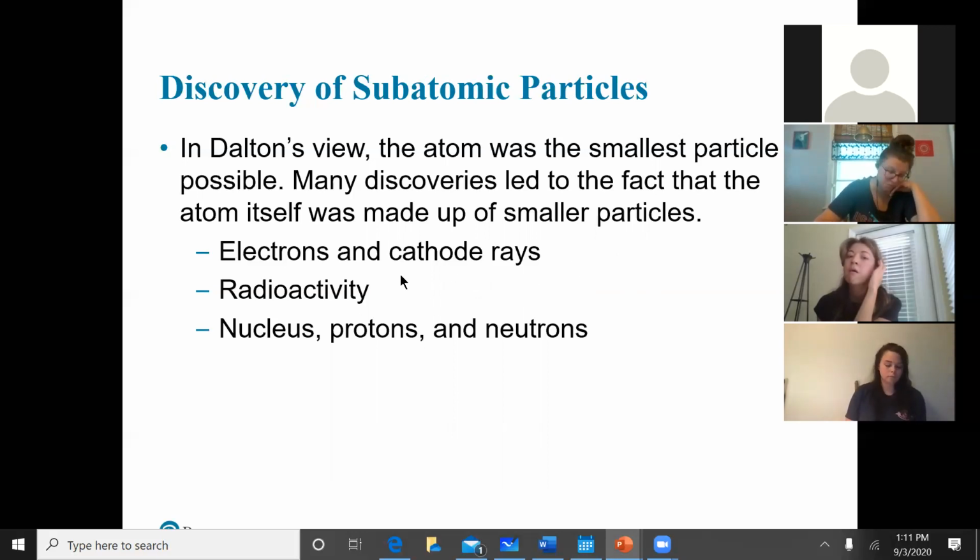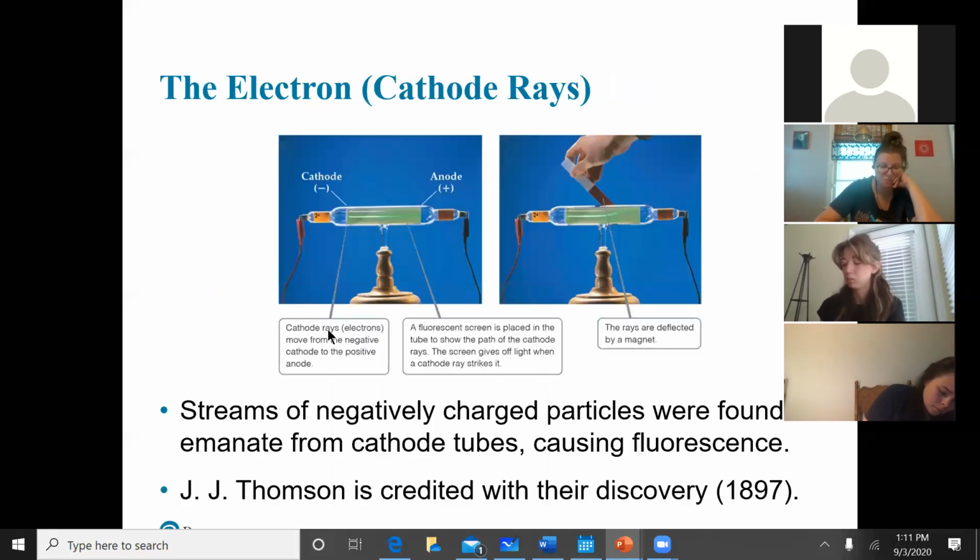So things that led to that: electrons and cathode rays, radioactivity. Radioactivity wouldn't be possible if there wasn't something smaller: nucleus, protons, and neutrons. Let's move this out a little.